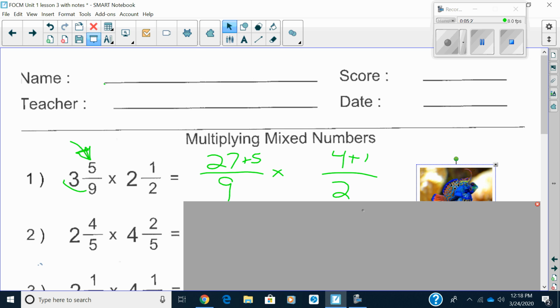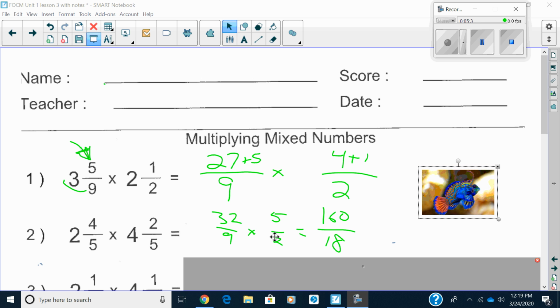Now when we multiply these, still down here in green, 32 over 9 times 5 over 2. 32 times 5 is 160. 9 times 2 is 18. Now I know that we can simplify this, but let's just get down multiplying mixed numbers first.